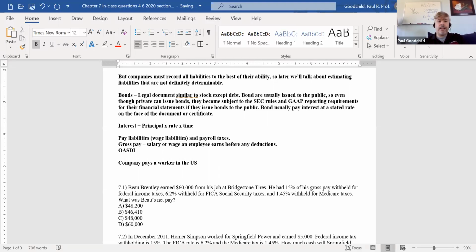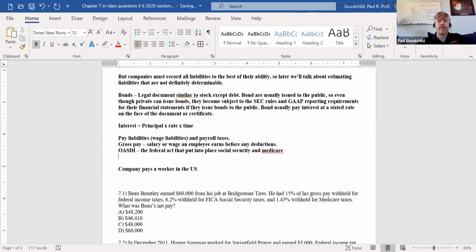Then we have OASDI, and OASDI is sort of the federal act that put into place Social Security and Medicare. And so FICA is Social Security, and the employer pays 6.2%, and the employee pays 6.2% withheld from their pay.